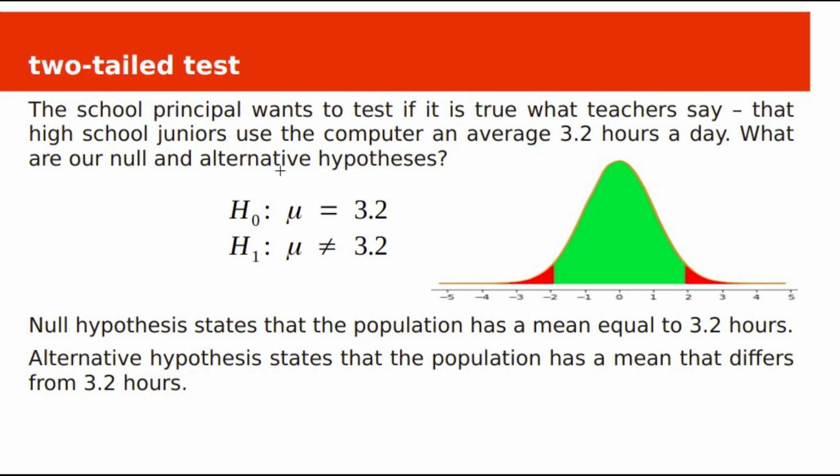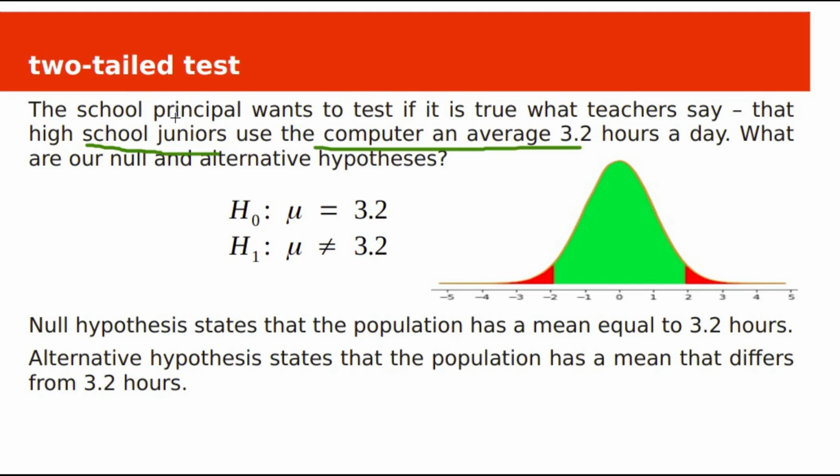Let's see some examples for this one-tail and two-tail test. The school principal wants to test if it is true that, as teachers say, high school juniors use the computer on an average 3.2 hours per day. Here, the teacher's statement is that high school juniors use computer on an average 3.2 hours a day. Based on this statement, let's try to frame the null and alternate hypothesis and find which test it is, either one-tail or two-tail test. Here, the teacher is saying that high school juniors use computer on an average 3.2 hours a day.